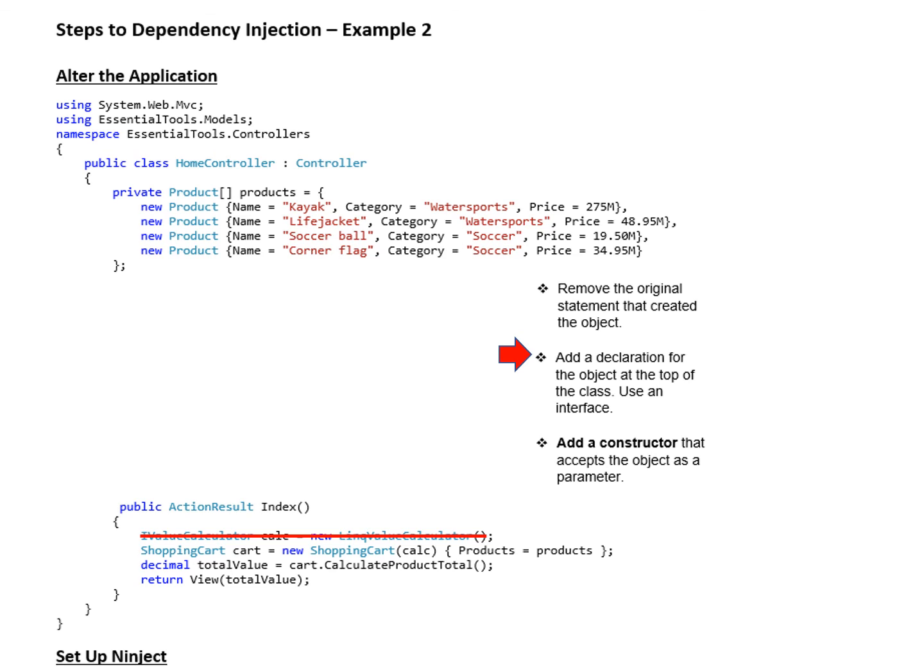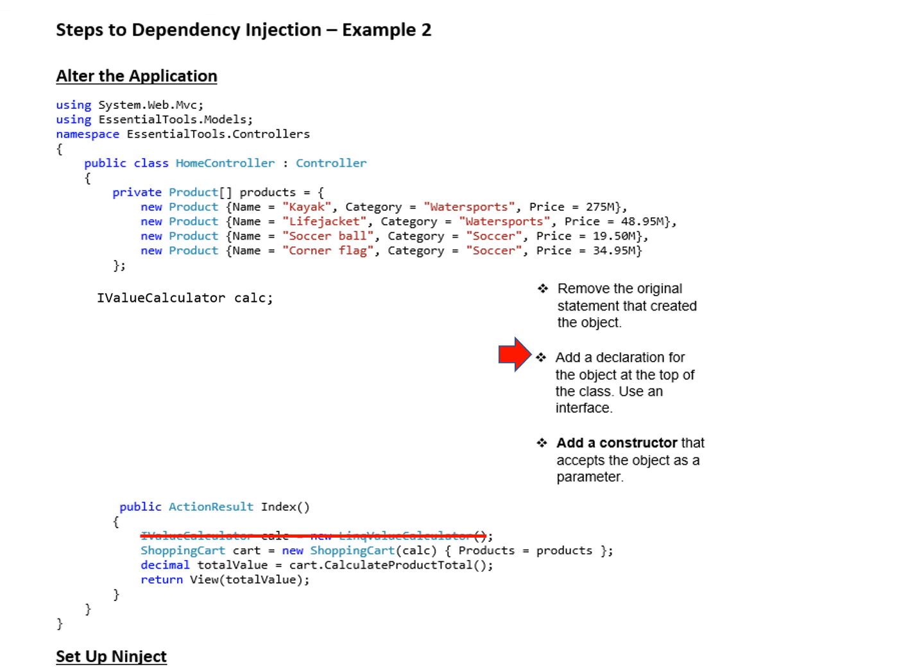So again, we're going to take the first half of that statement and put it up at the top. Okay, so IValueCalculator calc with a semicolon afterwards. What that's going to do is declare that we're going to have this thing called calc. We'll say it's of type IValueCalculator, so we're not specifying which actual implementation it is. Okay, so we've done that.